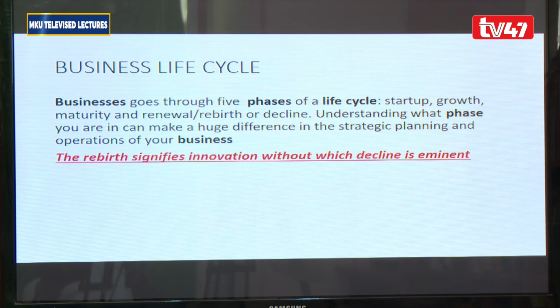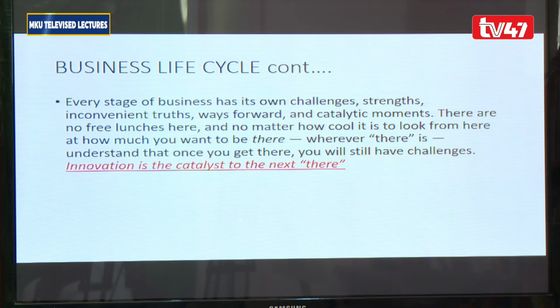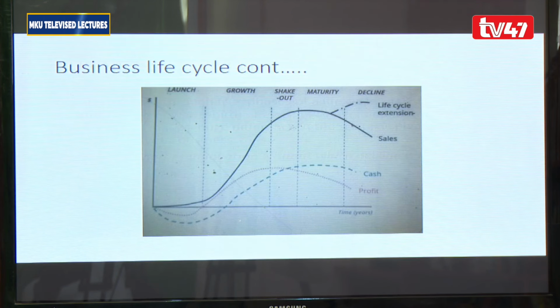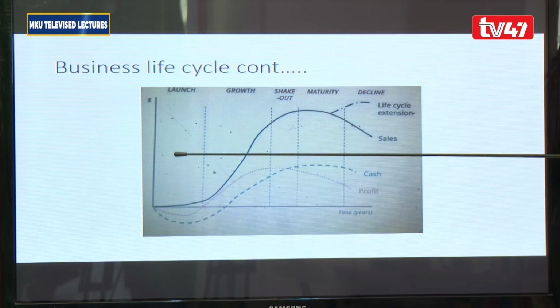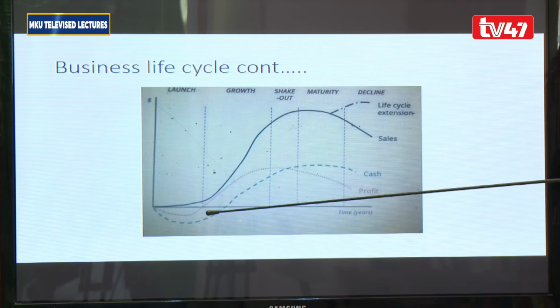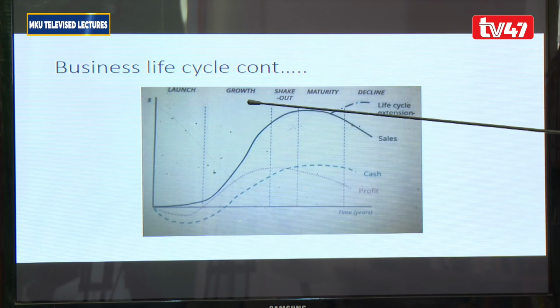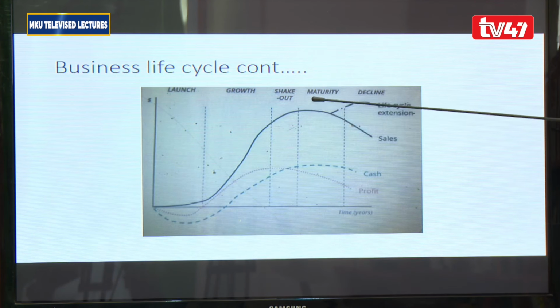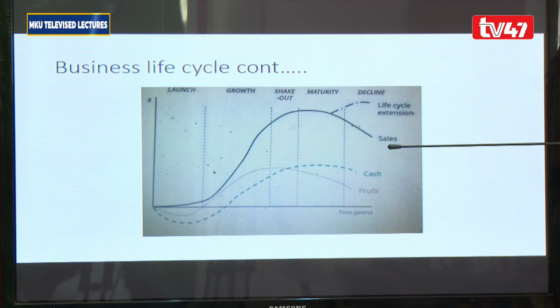So, we are saying innovation is key for every business. An entrepreneur must know at what stage they are in. I want to demonstrate that using this curve here: there is the launch, which we are talking about, the startup, up to this point, then the growth, then at this point you really must understand that you are reaching the top. If you don't set this new curve, basically you face imminent decline in sales, in cash, and in profitability.